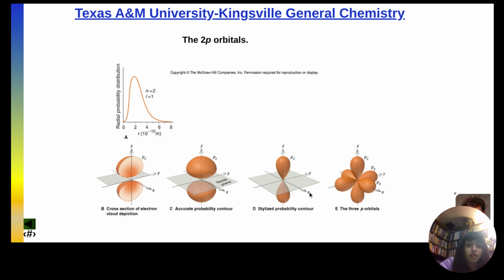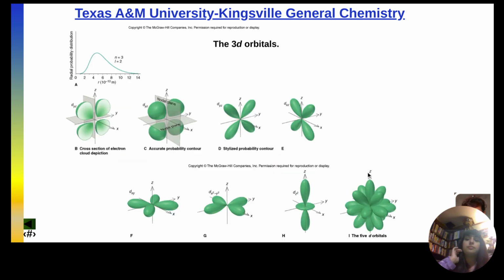D is the stylized probability contour, so it's not as accurate as the previous one. And then E is our 3p orbitals, showing us the sub-organizations of p. All of this is 2p orbitals. This whole page is showing you a 2p orbital.